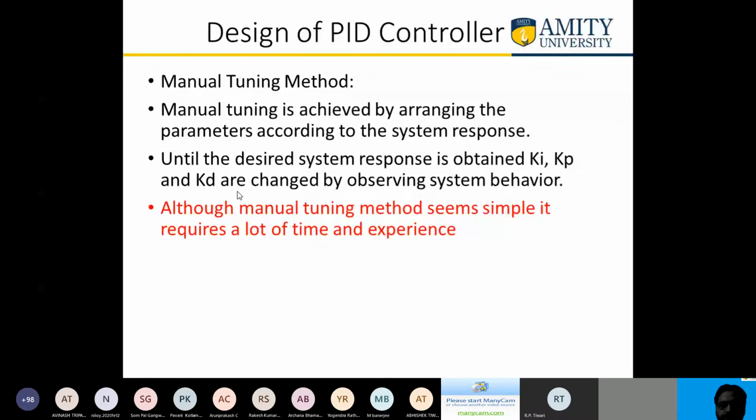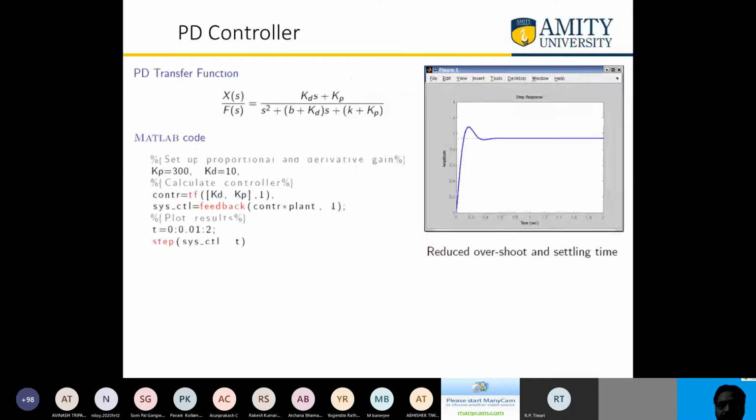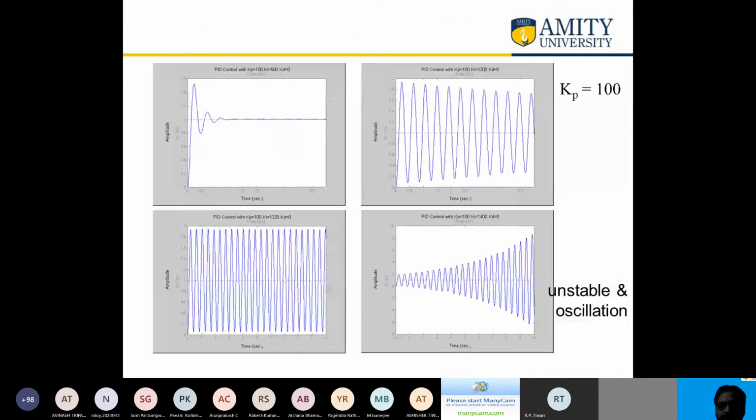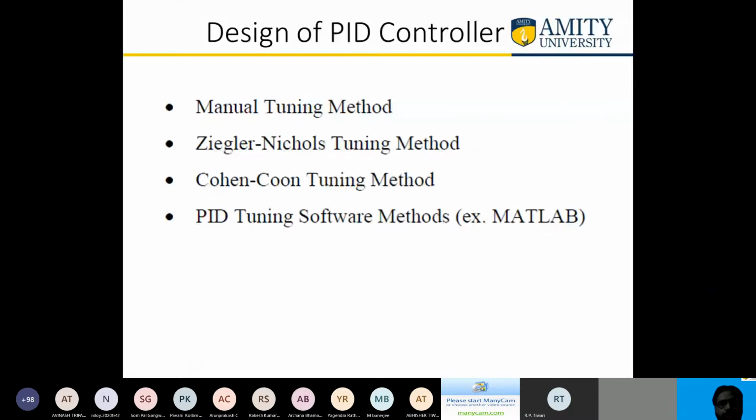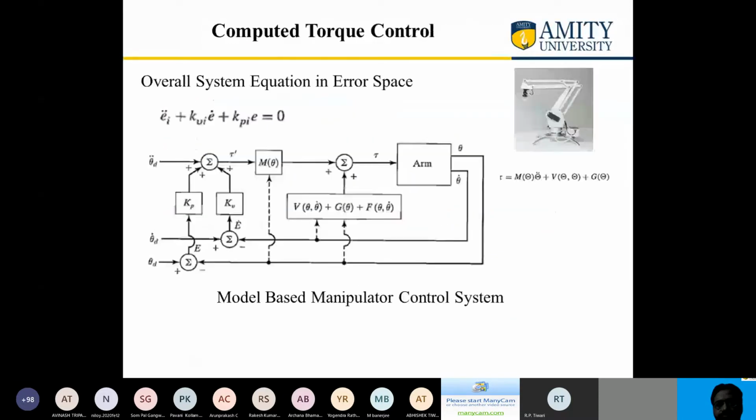Like I was telling you, a very small change in the value of I resulted in an unstable system. So here the oscillations were reducing very slowly. Here it became a sustained oscillation, and here it became an unstable operation. So that is a challenge, and that is where we go into more mathematical methods to obtain the PID controller.